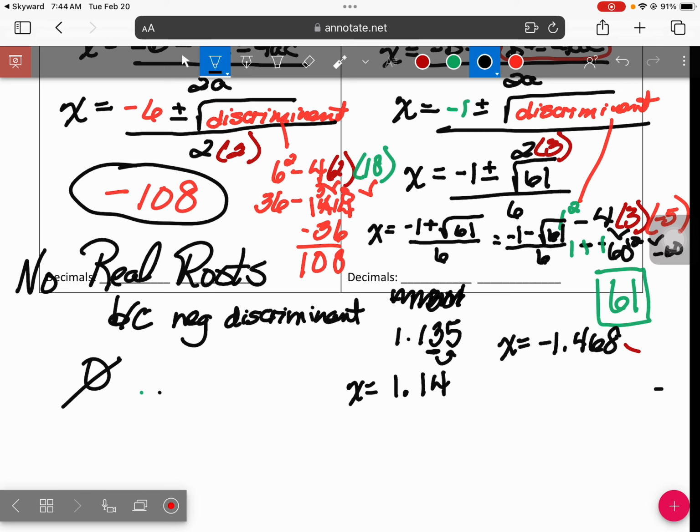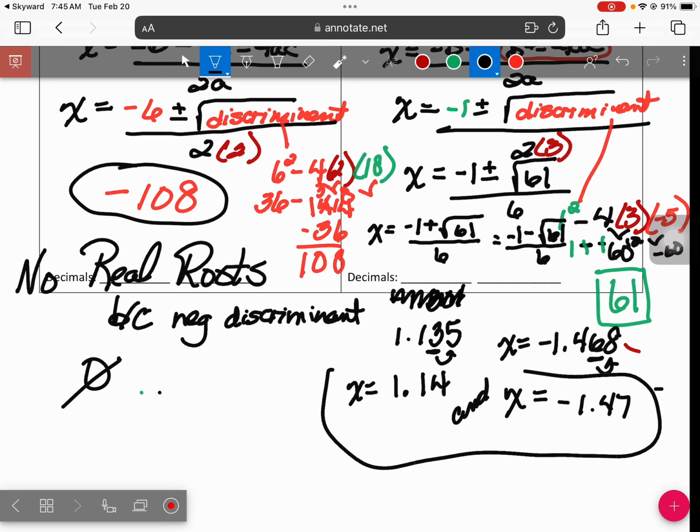Yes. Toby? Yes. Confirmation from 1. All right, so if I say round to the hundredths place, again, look next door, 5 or more. Yes, that is more than 5, so that 6 goes up to be 7. So we have x equals negative 1.47. So these are your 2 roots.